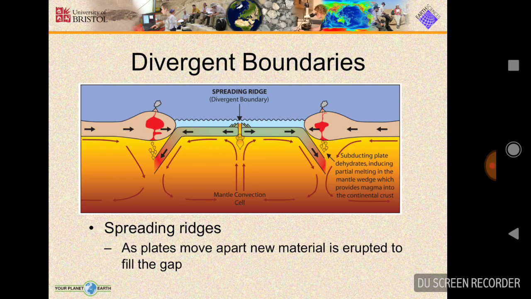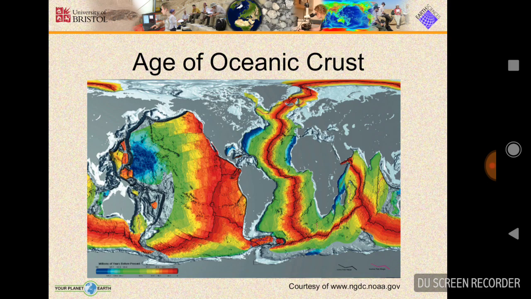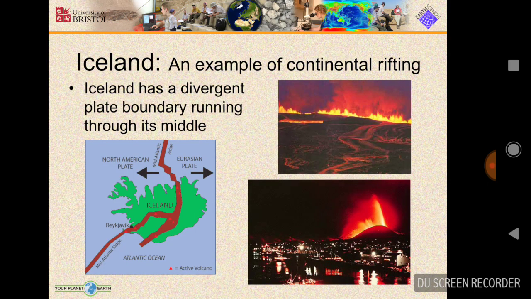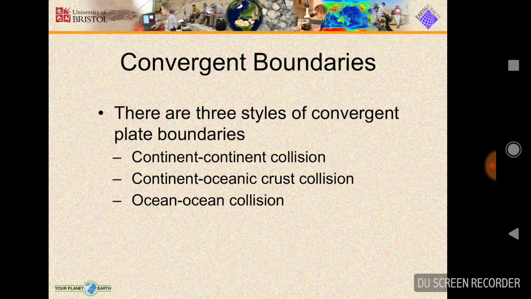Divergent boundaries are spreading ridges. As plates move apart, new material is erupted to fill the gap. Iceland is an example of continental rifting. Iceland has a divergent plate boundary running through its middle. Another example that we talked about in class is the Mid-Atlantic Ocean Ridge. So you will see seafloor spreading and new crust being formed. The other example of rifting was the East African Rift Valley. So that's when crustal material is being separated, not oceanic crust.